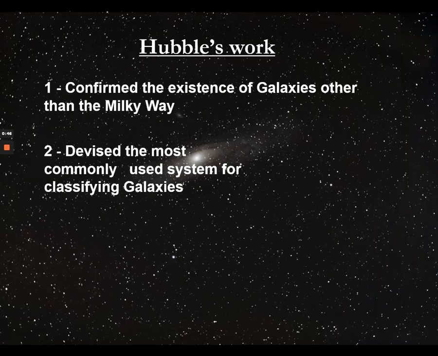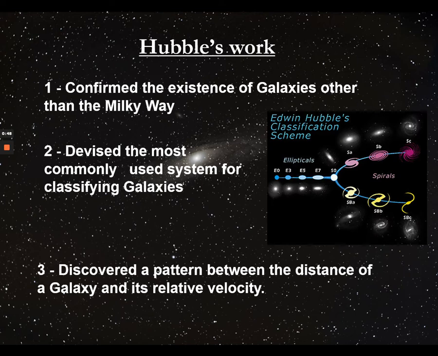So, Hubble is famous for these three things, really. Well, maybe most famous for these three things: confirming the existence of galaxies other than the Milky Way. Devised the most commonly used system for classifying galaxies. If you did GCSE astronomy, you'll recognise the tuning fork diagram. And discovered a pattern between the distance of a galaxy and its relative velocity.